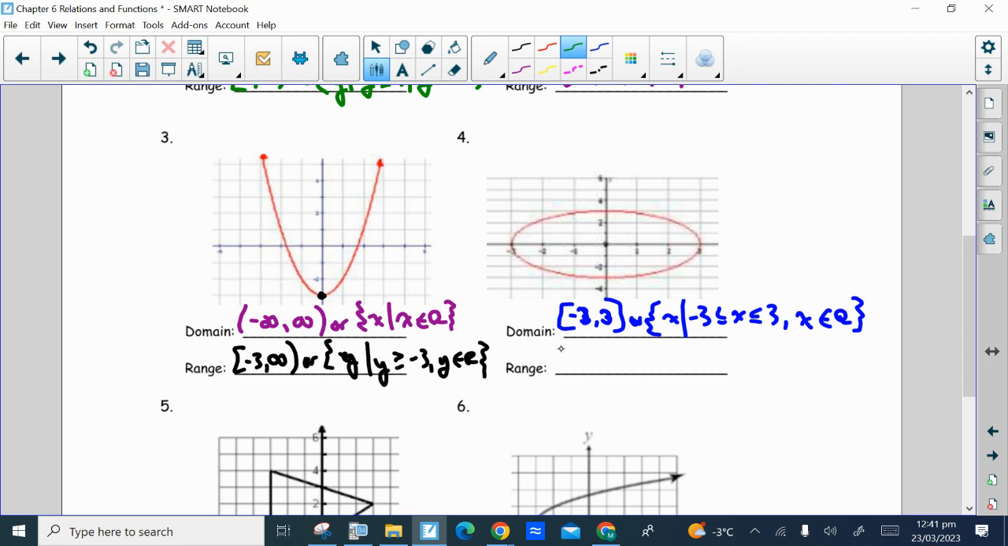The range is different. It has a minimum value. Actually, the range isn't different. It's just a scale that's different. It starts at a low point of negative 3 and goes up to a high point of positive 3. And when you write it in set notation, the only thing different is the letter y is used.